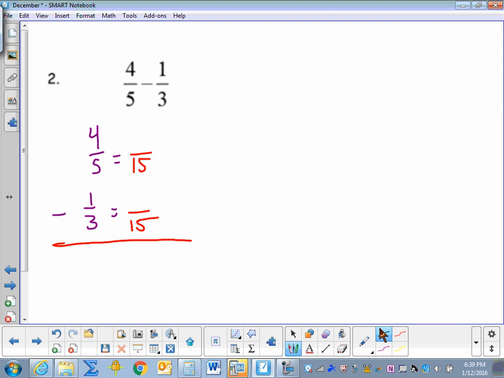So let's calculate our numerator. 5 goes into 15 3 times, so we need to multiply the numerator by 3. 4 times 3 is 12. 3 goes into 15 5 times, so we need to multiply the numerator by 5. So 1 times 5 is 5. So now that we have a common denominator, all we need to do is subtract the numerators. 12 minus 5 is 7 over 15. So 7/15 is our answer.